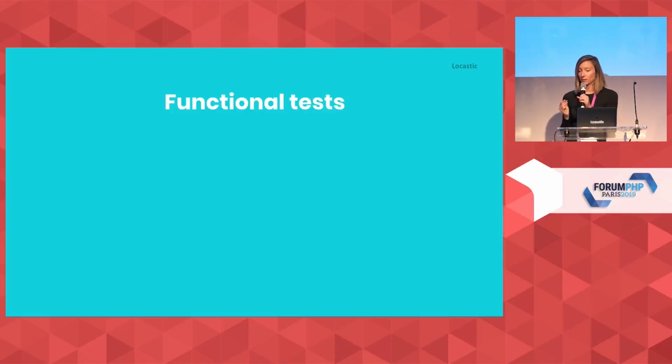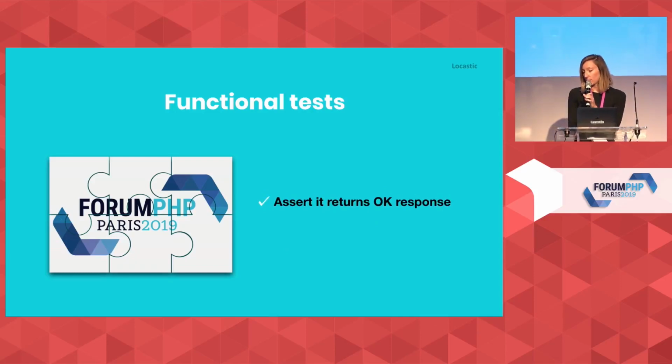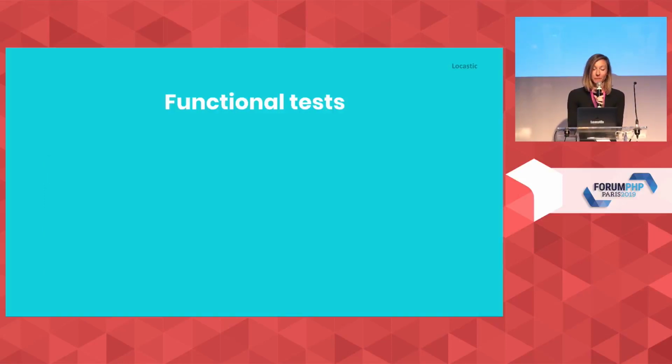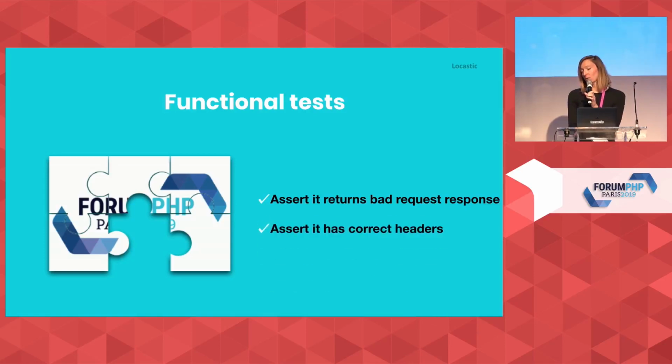So here, let's imagine we have an endpoint with a post method that accepts a solved puzzle and checks if the puzzle is solved correctly. If the puzzle is solved as it should be, the response will be OK. If it isn't, it will be some bad request response. So we send a correctly solved puzzle and expect to get an OK response, and also we check headers. And now we just send one request with a badly solved puzzle with one piece missing, and we assert it returns a bad request response, and we assert it has correct headers.